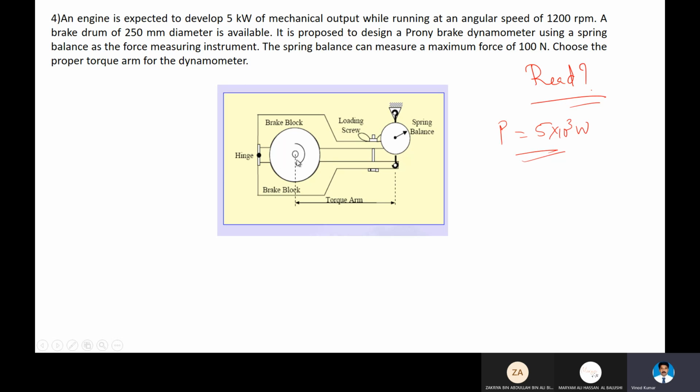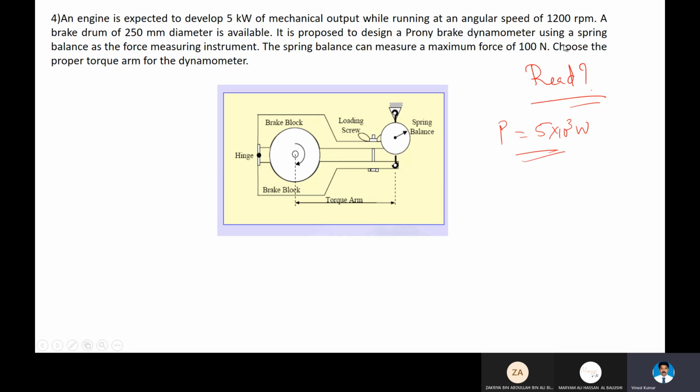So a torque arm dynamometer is connected to the flywheel of an engine, which is rotating continuously. It is expected to produce 5 kilowatts, but we are not sure how much it produces. It is rotating at 1200 RPM. So we use a brake drum to apply the frictional force so that it stops. As it stops, the frictional force produced will be equal to the torque produced by the engine.